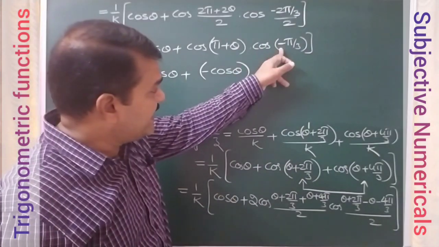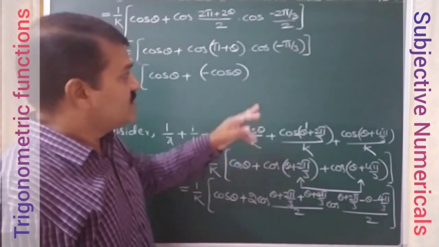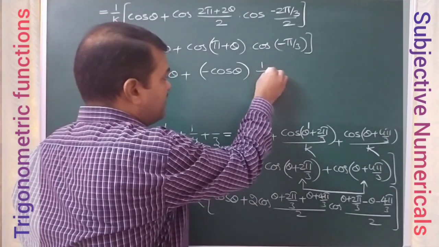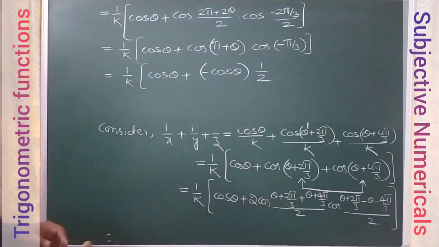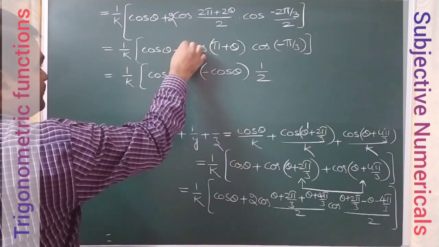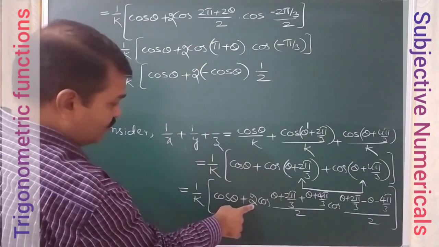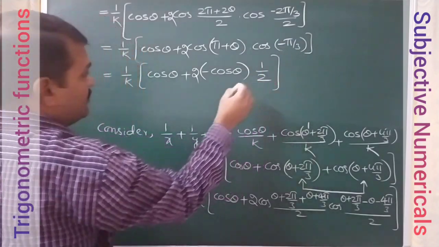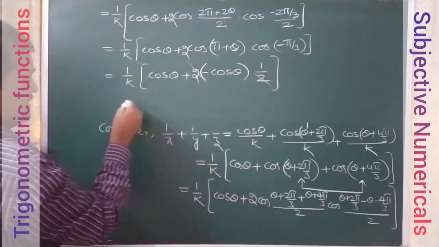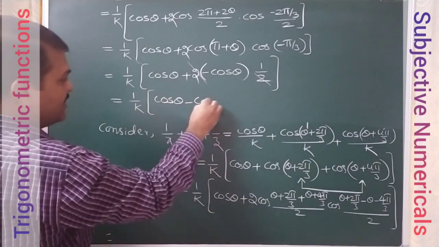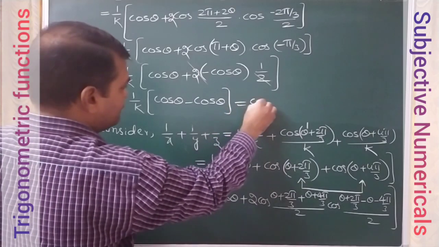Okay, and cos of minus theta is cos theta only. So cos of minus pi by 3 is cos pi by 3 only. And what is cos pi by 3? 1 by 2. Right here 2 is there. No, I forgot to write 2 here. This 2 I should carry here, but I forgot to write. So this 2 and 1 by 2 cancel. Now clearly you can see 1 by k into cos theta minus cos theta, both will be cancelled, 0.